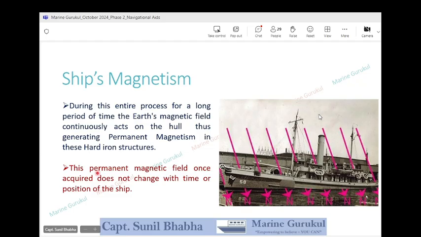Now, as this is a permanent magnetism, once the material acquires it, it will not change with time or with the position of the ship. The permanent magnetism once acquired remains there in the structure, and it will not change with time or when the ship changes its position.